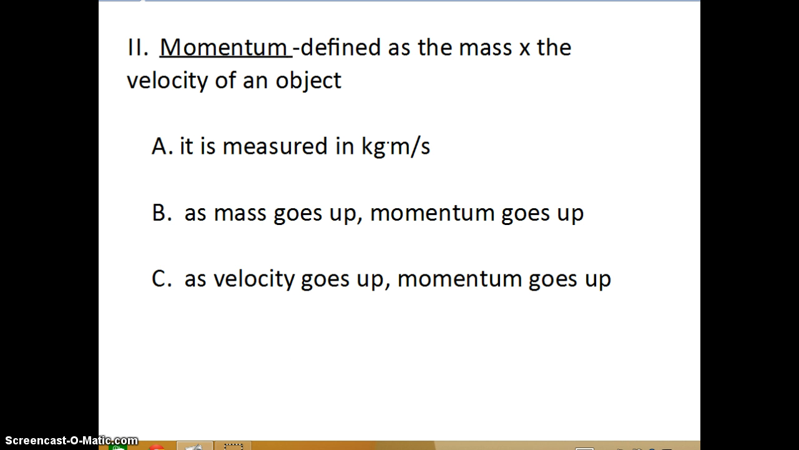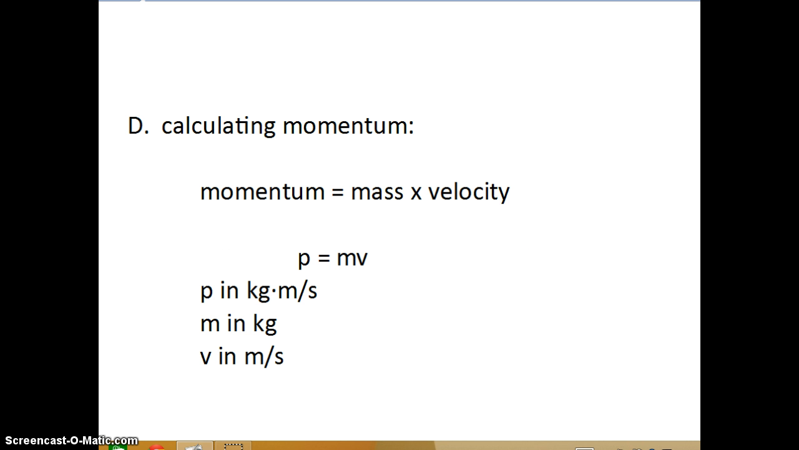Momentum is defined as the mass times the velocity of an object. It is measured in kilograms meters per second. It is not kilograms meters per second squared like what a Newton is equal to. As mass goes up, momentum goes up. As velocity goes up, momentum goes up.